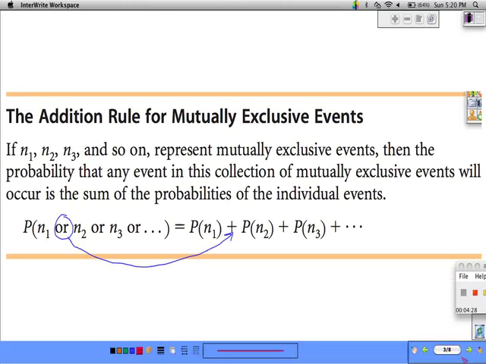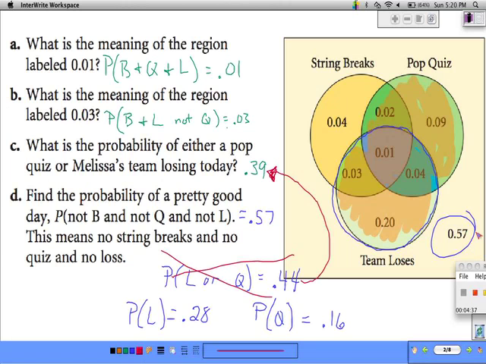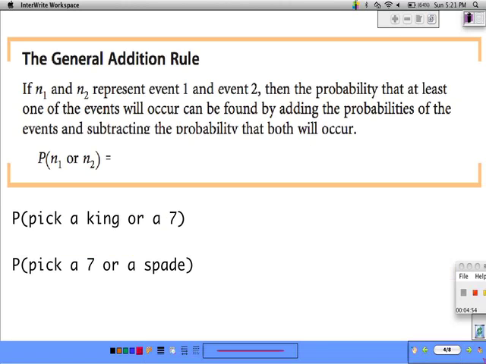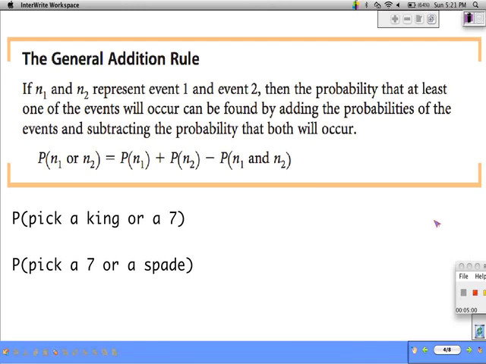Looking at this definition for the addition rule, it's for mutually exclusive events. In this Venn diagram example, all three of these are not mutually exclusive. None of them are mutually exclusive. They all overlap in this Venn diagram. But we can generalize an addition rule for any pair of events. The probability of N1 or N2 occurring can be found using this formula. We subtract because some things got counted in both groups. Some things were in that overlapped region sometimes.